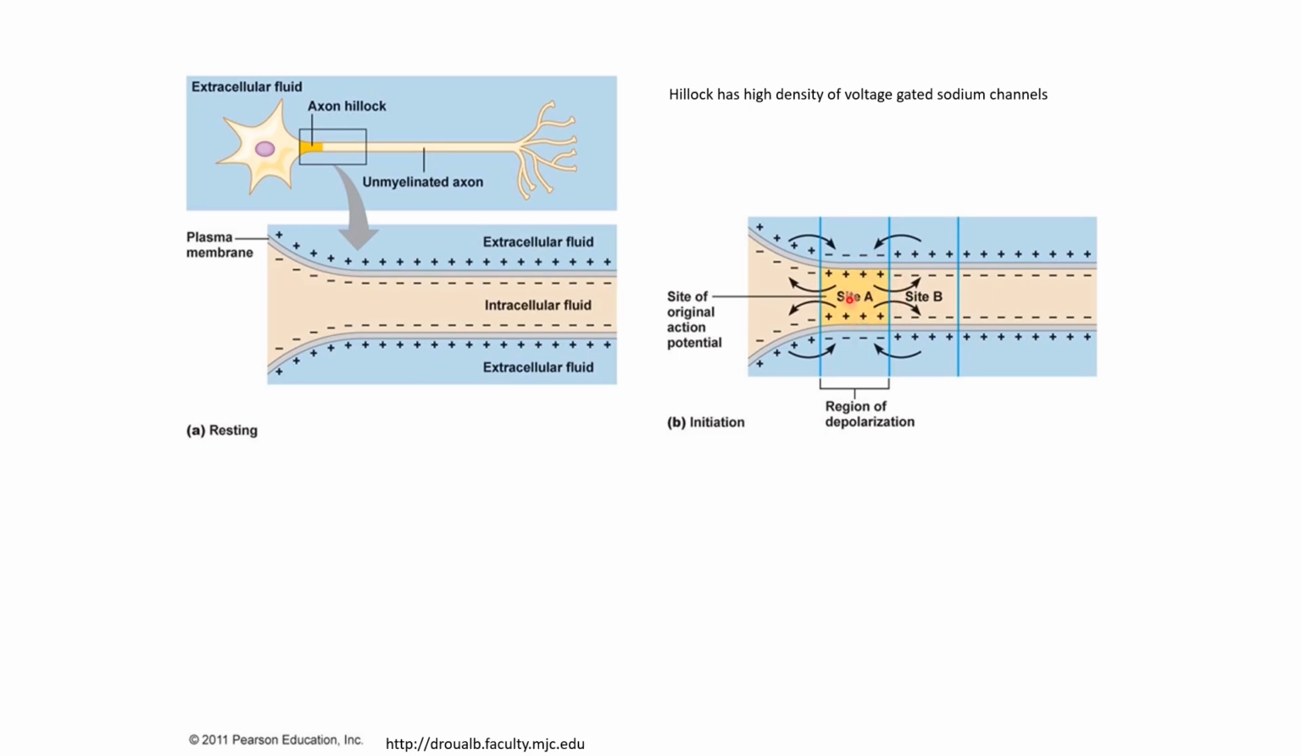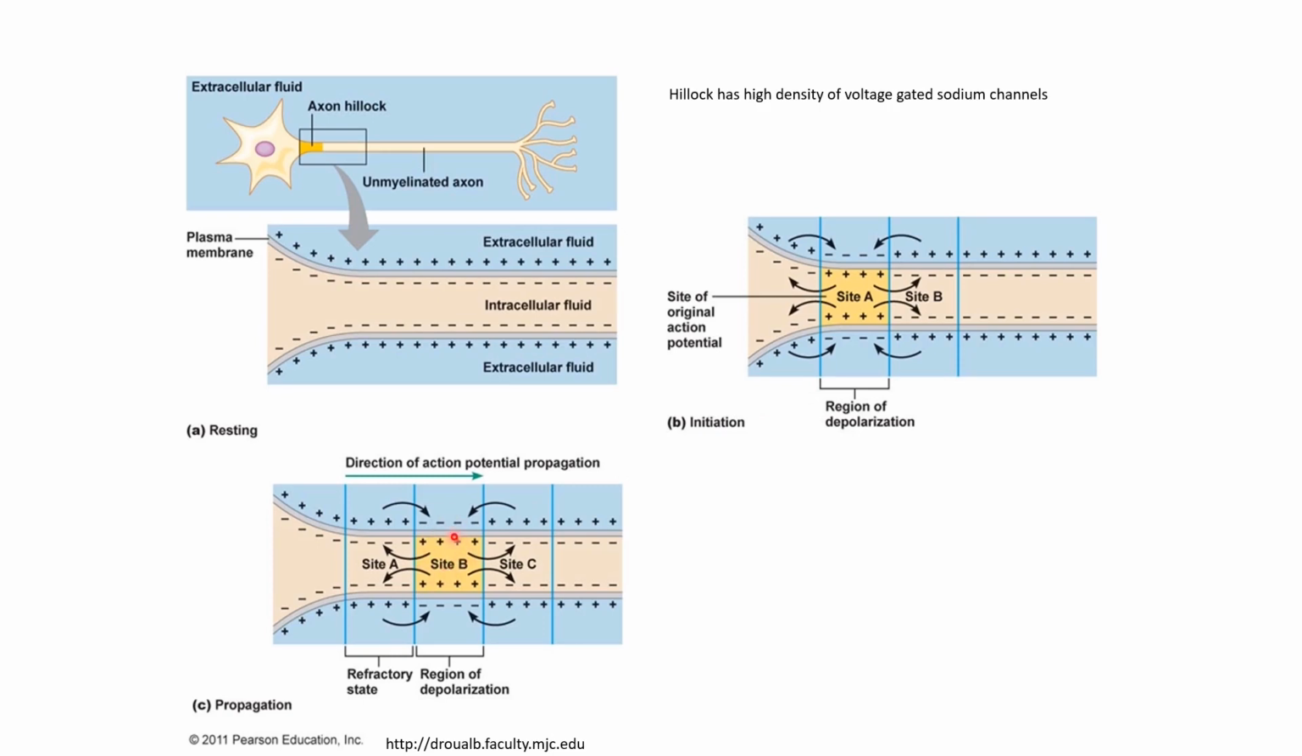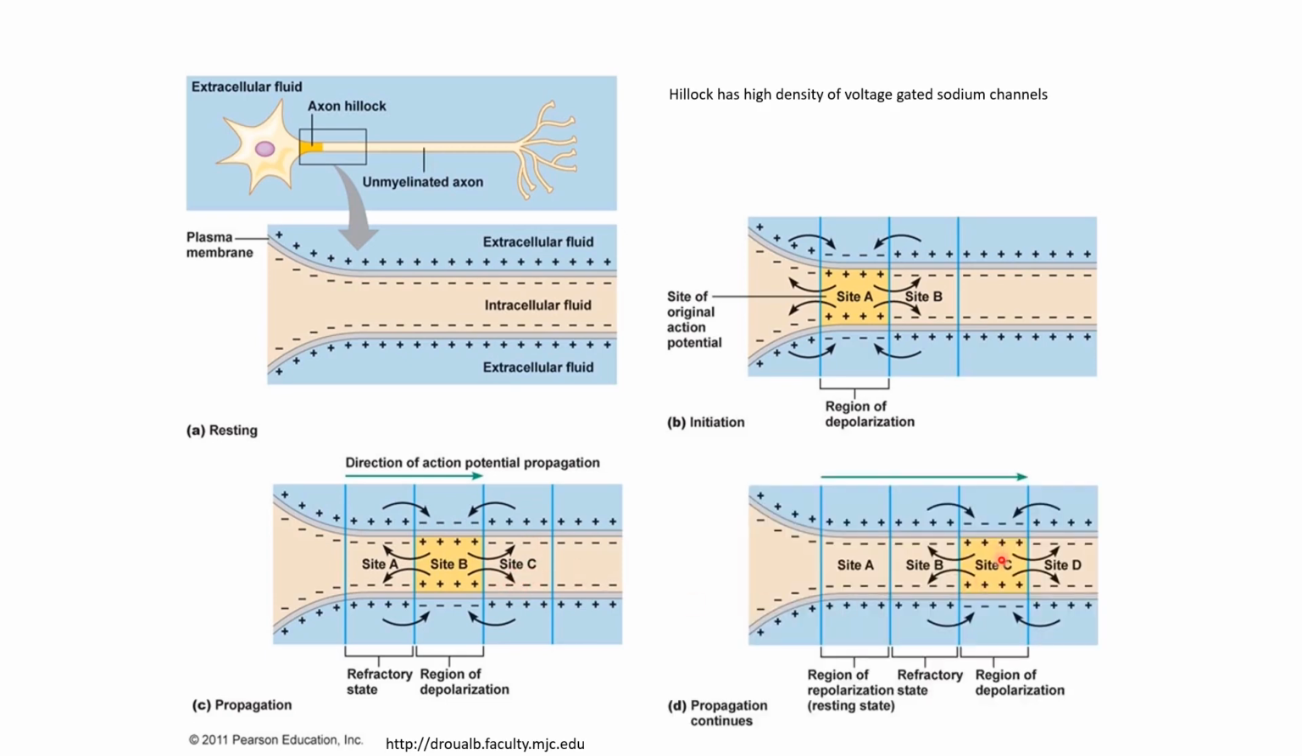So let's say they go from site A to site B, and as these ions go to site B, site B gets depolarized, and that triggers an action potential in this neighboring region. So now we have an action potential here in site B, and this causes further depolarization of the membrane, more sodium ions flow in, and then these sodium ions can again flow to the nearby regions. So they can go from site B to site C, and now we have an action potential here. So this is how an action potential keeps on flowing. So it can go again to the next region, site D.